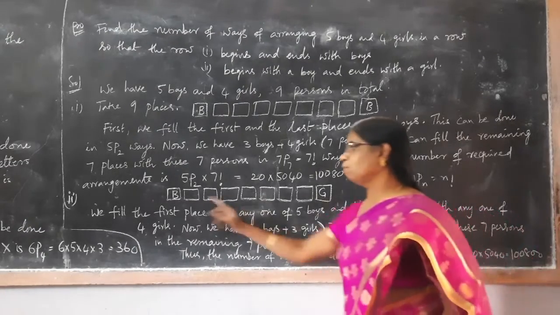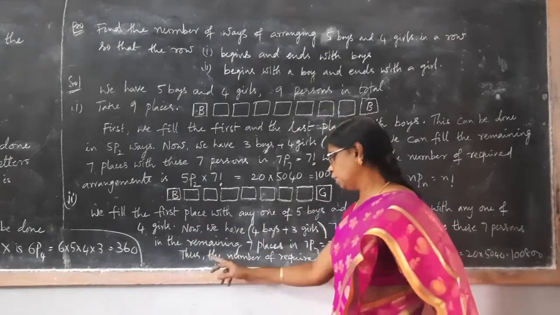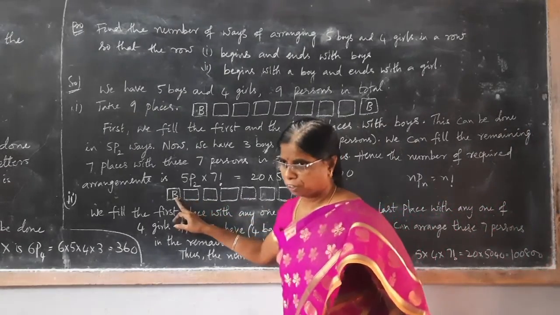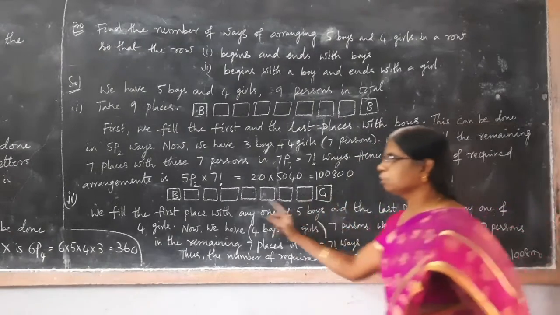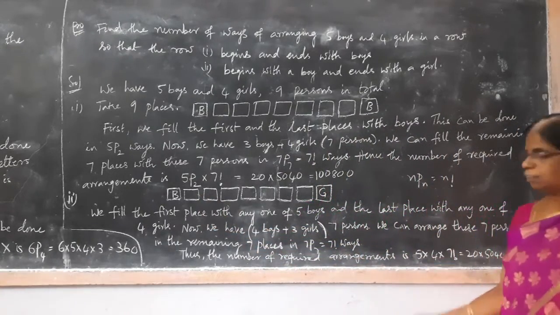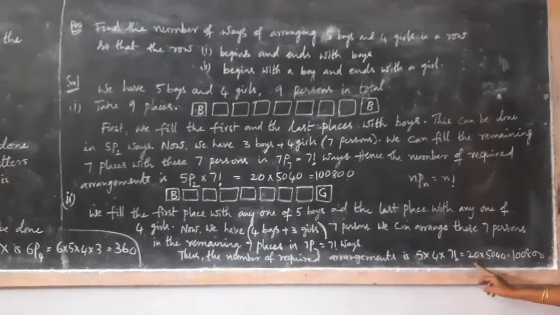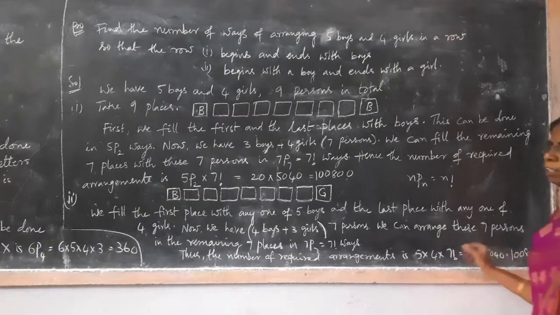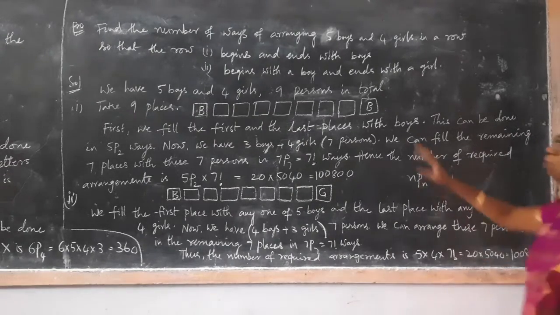Okay, the total work can be done. That is the number of required arrangements. The number of required arrangements: this is 5 ways, this is 4 ways, 5 into 4 into this 7 factorial. The number of ways of filling the remaining 7 places is 7 factorial. So we got 20, 5 into 4, 20, into that is 5040. So we got this answer. So this is the solution of this problem.